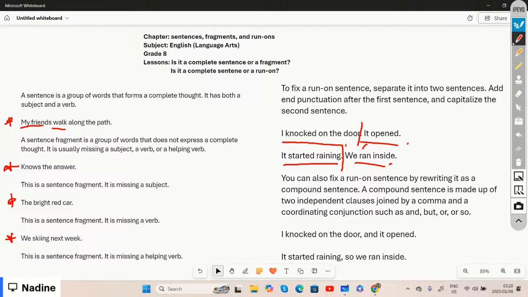But now we can also fix a run-on sentence by rewriting it as a compound sentence. A compound sentence is made up of two independent clauses joined by a comma as well as a coordinating conjunction such as and, but, or. If we look at an example of how to write it as a compound sentence, it says, I knocked on the door, and it opened. There we have our coordinating conjunction.